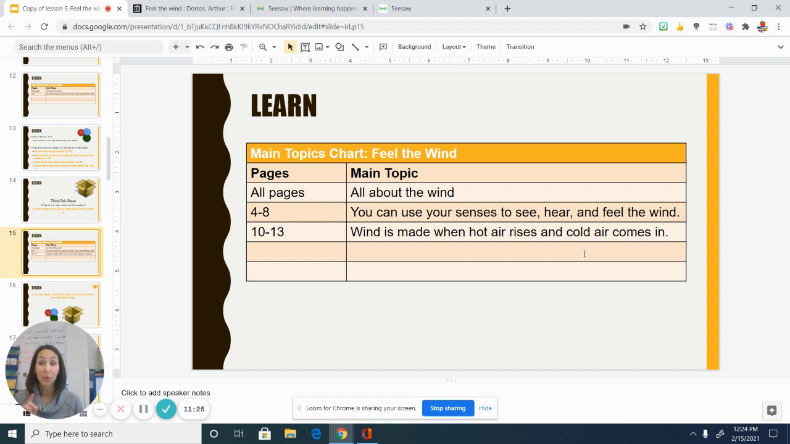Okay, very good. So we're going to stop there for today, taking a look at the buttons and boxes. And in our next lesson, we will practice looking at, or work together to look at, some more sections of the text and find the main topic.